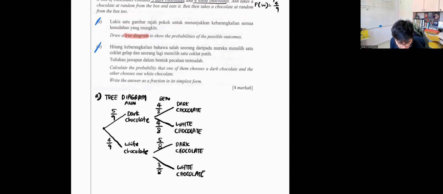Part B. Calculate the probability that one of them chooses a dark chocolate and another chooses white. Can you explain to me using another phrase? What do they mean by one of them gets dark chocolate and the other chooses white chocolate? You can say different chocolate. Thank you very much, Yanin. That's what I want. They choose different types of chocolate. So basically, can you tell me what's the combo? Senang, the combo will be dark white, white dark.